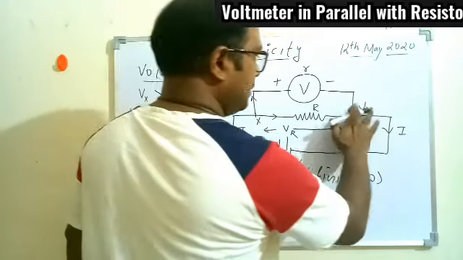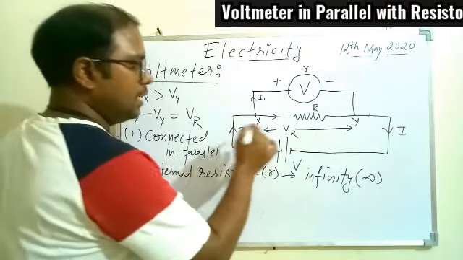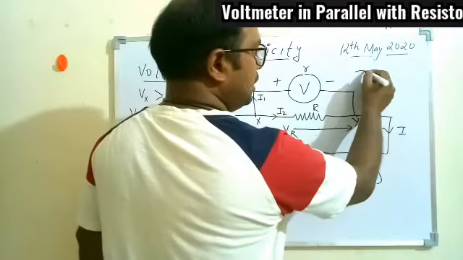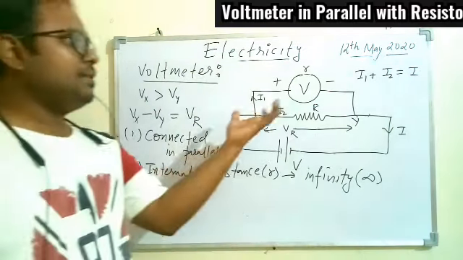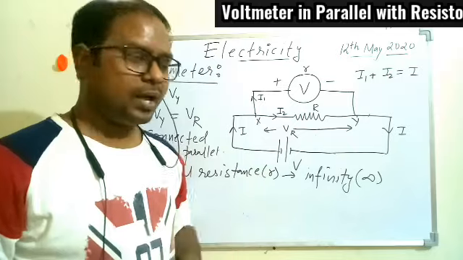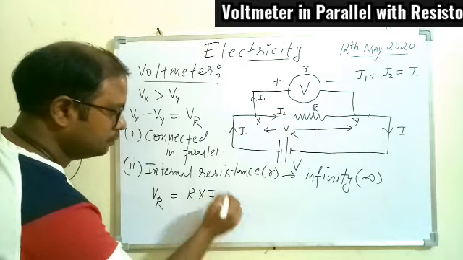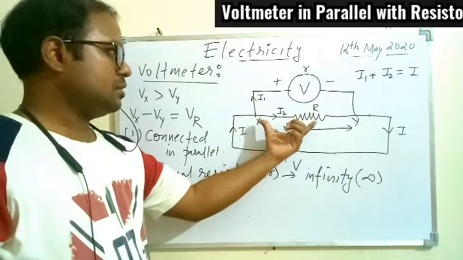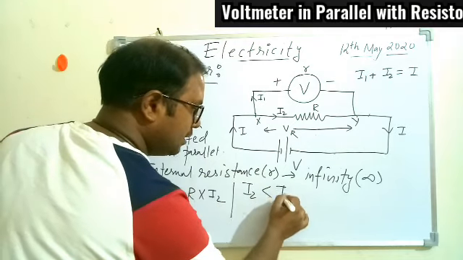Now we don't need this Vx and Vy. Let the current flowing through the voltmeter be I1 and the current flowing through the resistor be I2. So I1 plus I2 will be equal to I. Here we have connected the voltmeter so that it can just measure the potential drop between X and Y. That will be given as VR equals R into I2, because the current flowing through the resistor is I2 and the resistor value is R. So I2 will be less than I.